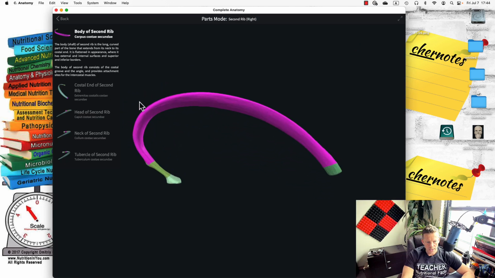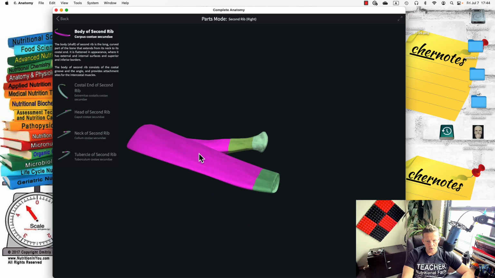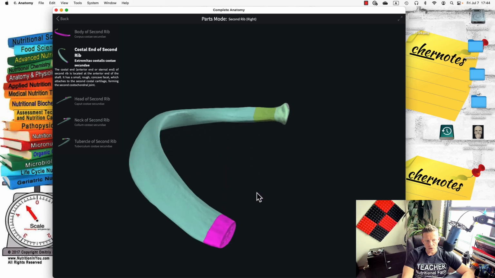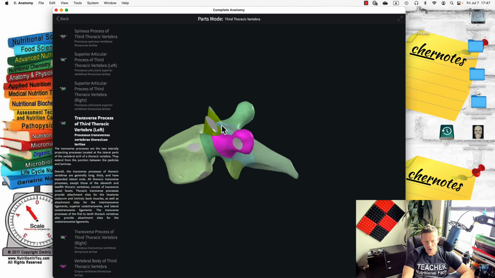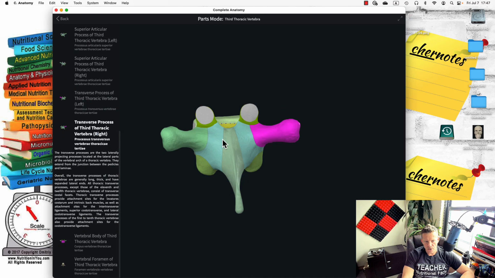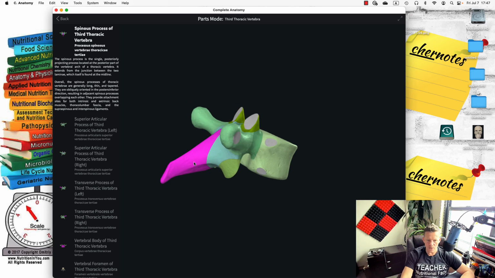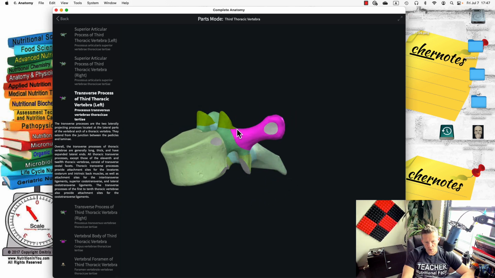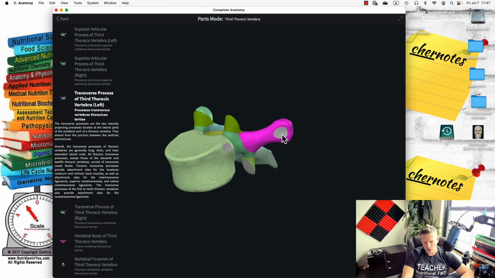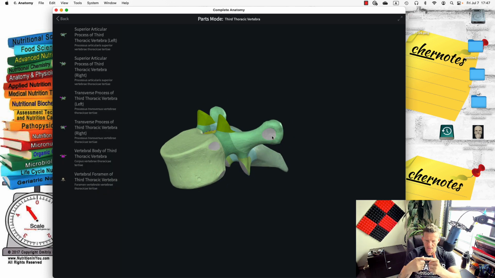Another important landmark: this is the neck of the rib, this is the body of the rib, and this is the costal end of the rib. At this region is where the hyaline cartilage will be attached. These are the transverse processes, and this is the spinous process. Spinal, dorsal, and these are the transverse processes, on the lateral sides. Within the transverse processes, this facet articulates with the rib, with the neck of the rib.